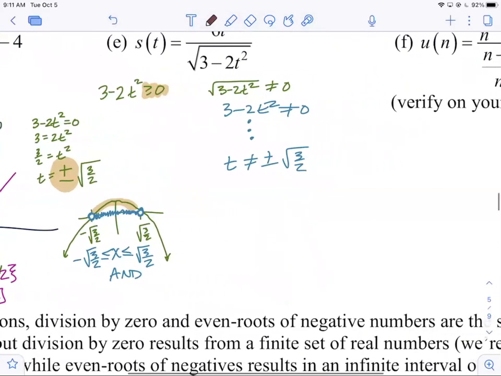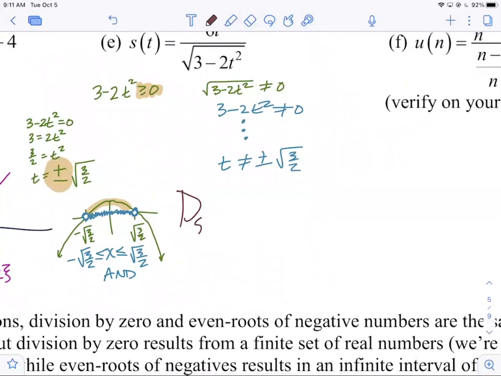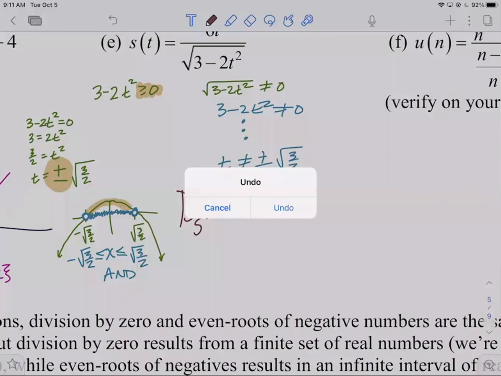Uh-oh. So you go ahead and without me. The domain of S is going to be this. Hi. Yes, she is. Okay, we'll do.